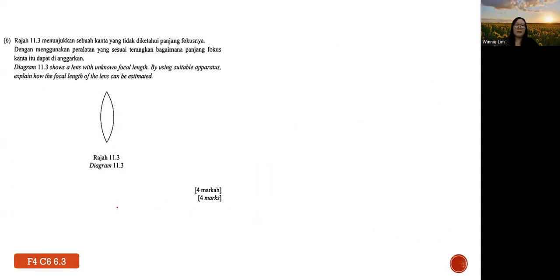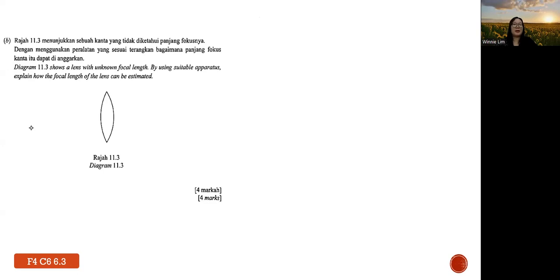Okay, B. Diagram 11.3 shows a lens with unknown focal length. By using suitable apparatus, explain how the focal length of the lens can be estimated. Okay, to estimate or find out the focal length of a lens, actually, it's a very simple idea. First, you need to arrange the lens and screen. Okay, you have a screen as well.